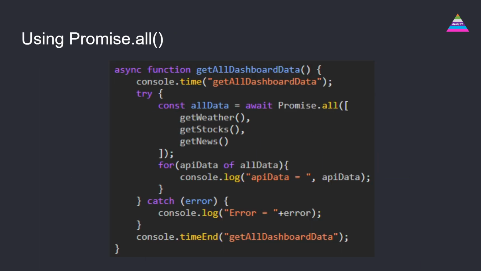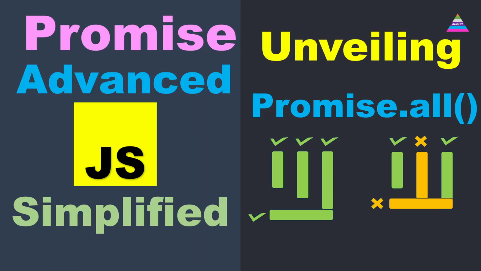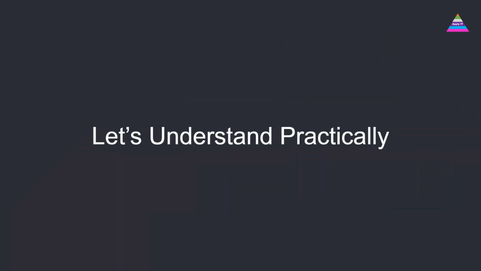So now we use all these three API functions in Promise.all. Using Promise.all, we can make calls to all these APIs concurrently. We are passing these three API functions to Promise.all, and each API function is returning a promise that we provide as an input to the all function. We have understood how the Promise.all function behaves in our previous video, so you can watch that video if you wish. So let's understand this situation practically.